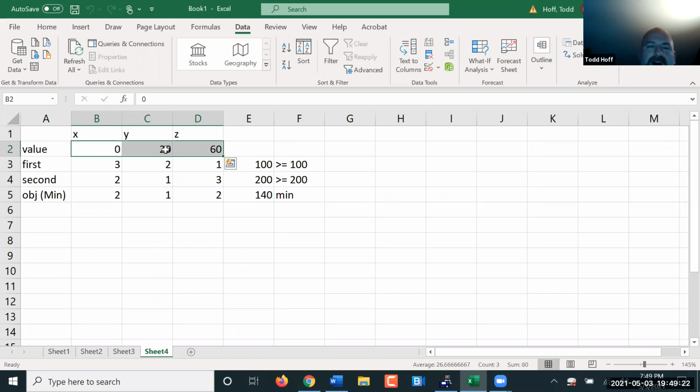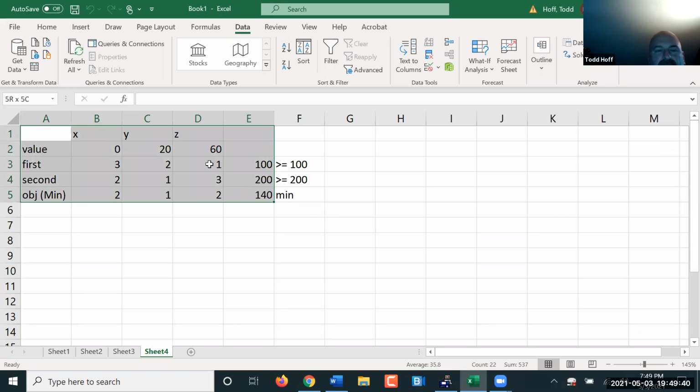X is 0, Y is 20, Z is 60, which will have a minimum cost of 140, and meeting my constraints exactly. At least 100 for the first one, at least 200 for the second. That was pretty simple to solve that. Literally a matter of minutes.